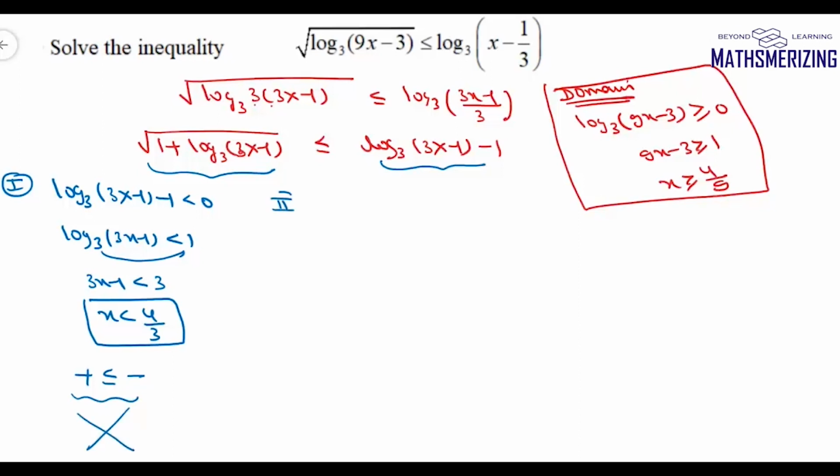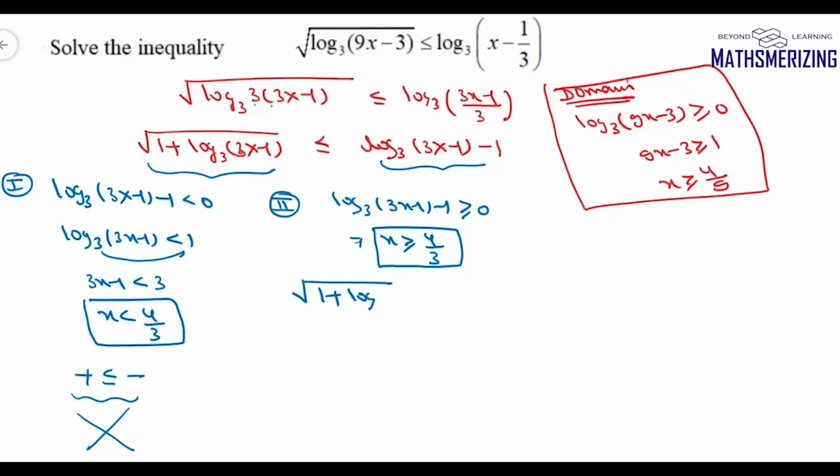Now for the second case, when log 3x minus 1 is greater than or equal to 0, that is, if I solve in the same way, I'll get this result as x is greater than or equal to 4 by 3. Now when x is greater than or equal to 4 by 3, both the left hand side and right hand side are positive. So I'll write it as 1 plus log 3x minus 1 is less than log 3x minus 1 and then minus 1. Now I can square it and solve it.